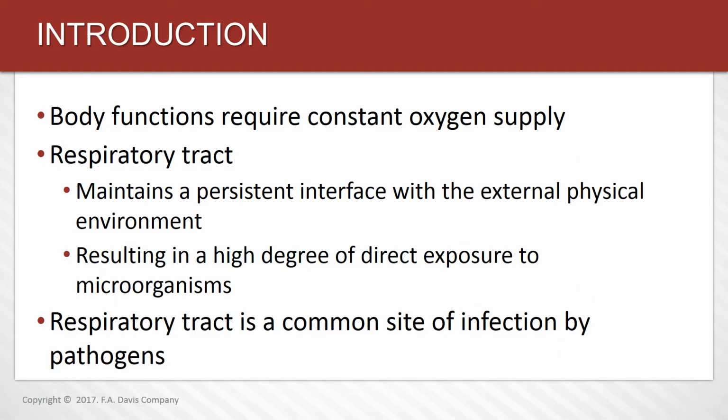All right, so introductory: the body function requires a constant oxygen supply, right? It does. There are a series of complex, comprehensive, and efficient protective and defense mechanisms against harmful pathogens for both the upper and lower respiratory tract. And I believe we've talked about some of those in our previous chapter. So the respiratory tract maintains a persistent interface with the external physical environment, resulting in a high degree of direct exposure to microorganisms. And the tract is a common site for infection by pathogens, and I guess you can see why.